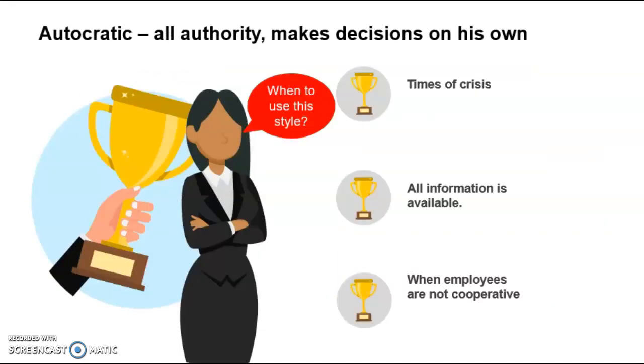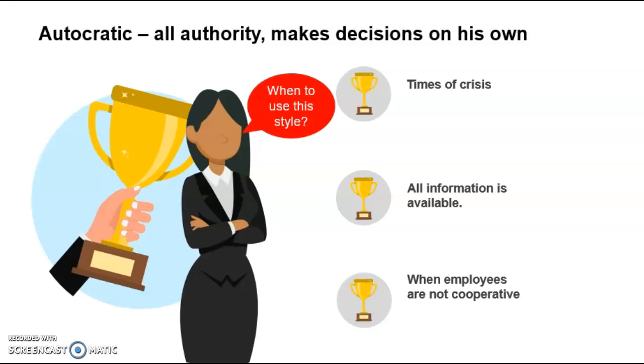Now let's look at the autocratic leadership style. Remember, this leader has all the authority and makes the decisions on his or her own. They give instructions on how tasks must be executed. They're very strict with their rules, with no input from employees. So when would be the right time to use an autocratic style?